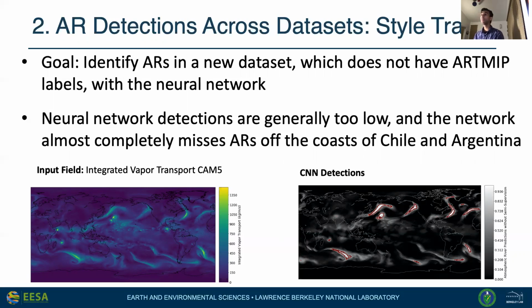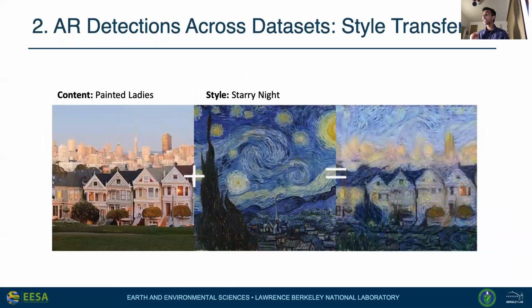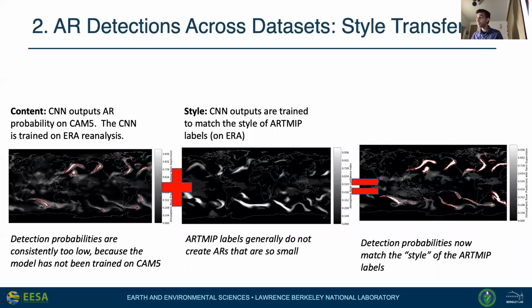To resolve this problem of getting a neural network trained on one data set to work on another data set, we introduce style transfer. Style transfer takes a content image, let's say a photo of the Painted Ladies, a landmark in San Francisco, and converts it into the style, let's say Starry Night, which is a painting by Vincent van Gogh. This method learns how to convert the content image into the style of the style image. So the rightmost image is the Painted Ladies of San Francisco, but shown in the style of the Starry Night painting. We adopt the exact same method, but for climate.